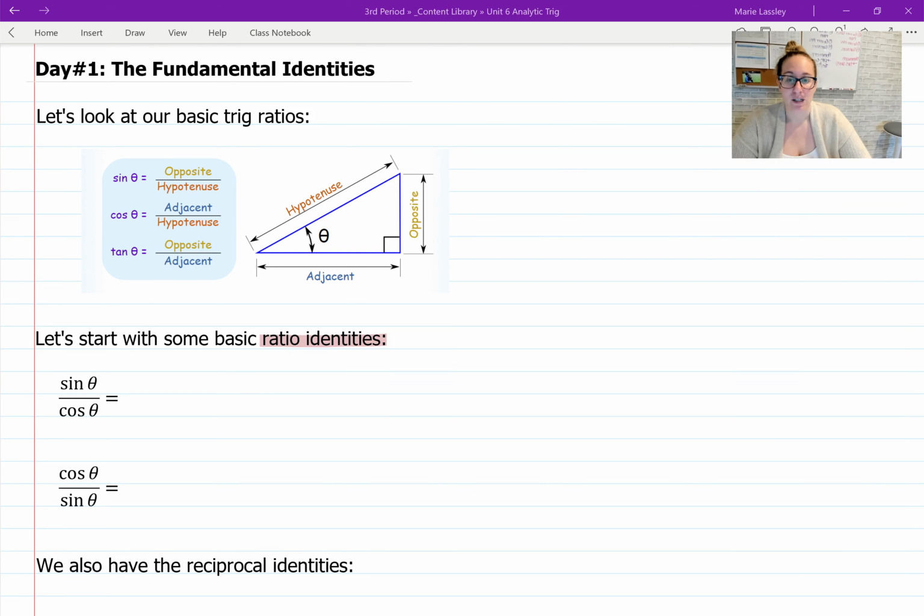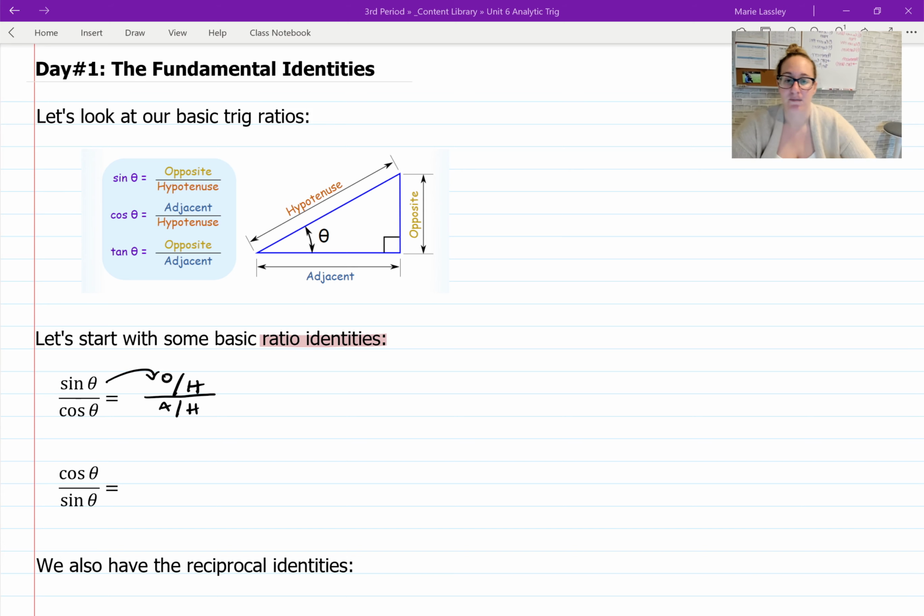Here's how it works. What we're going to do is plug in sine. Sine is opposite over hypotenuse. So on the top, I'm going to replace sine with opposite over hypotenuse because that's what sine is, right? Those are the sides of the triangle that are my sine values. Divided by cosine theta. Cosine is adjacent over hypotenuse. Okay, cool. Haven't done anything too weird yet.